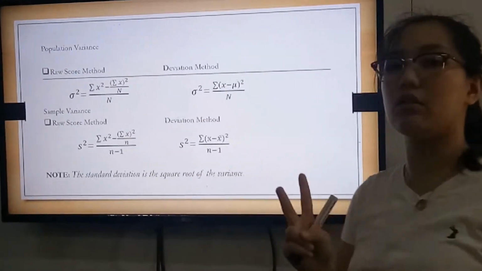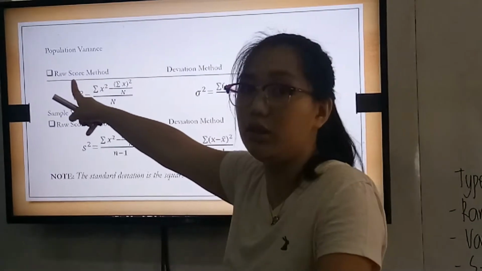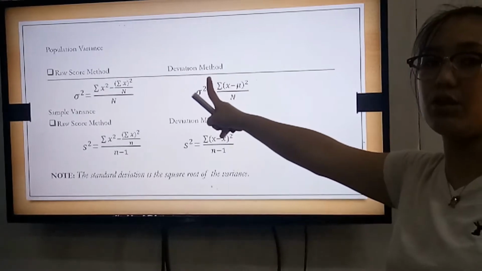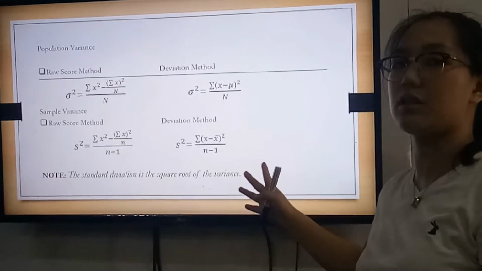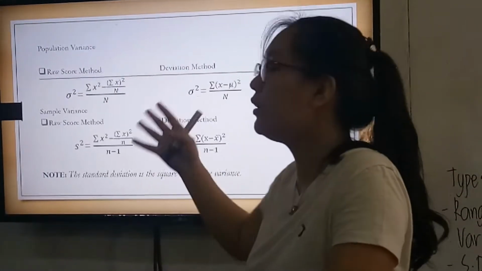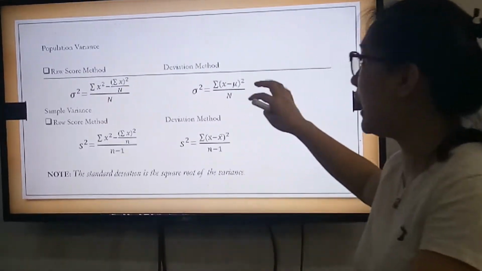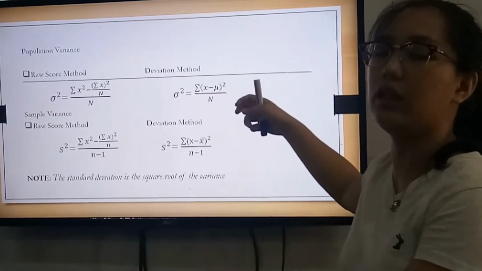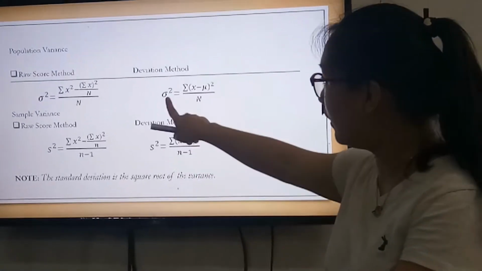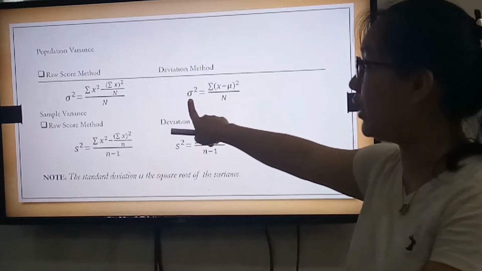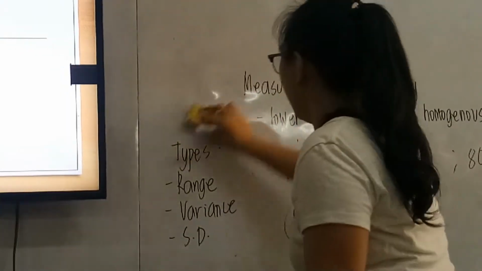We actually have 2 ways on how you're going to compute your variance. You have your raw score method, and the other one is your deviation method. So in here, for the sake of discussion, I'll just present you the formulas. But I'm going to limit our discussion on your raw score method. Kasi ang deviation method, we actually have rounding off numbers here. So as you can see, here, this one is your population variance.